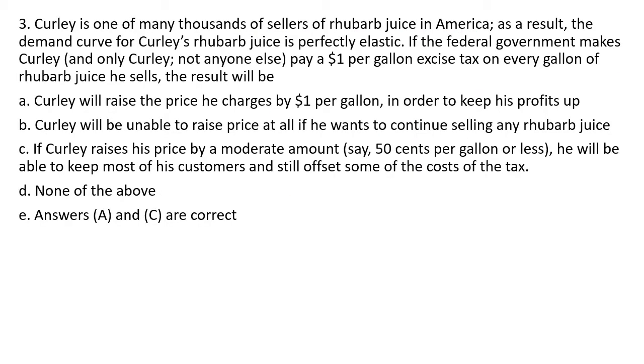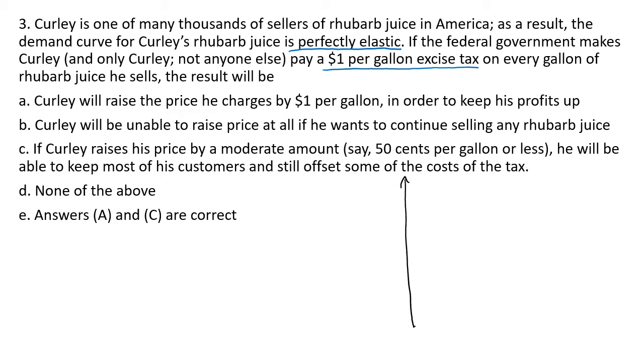Curly is one of many thousands of sellers of rhubarb juice in America. As a result, the demand curve for Curly's rhubarb juice is perfectly elastic. The federal government makes Curly, and only Curly, pay a $1 per gallon tax on every gallon of rhubarb juice he sells. What will be the result?